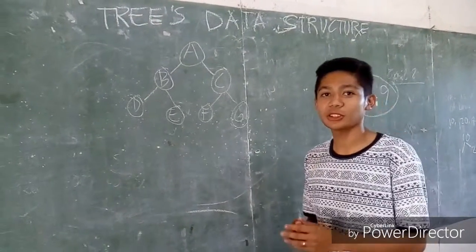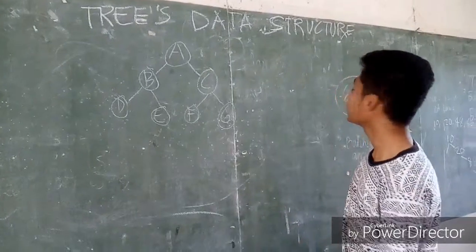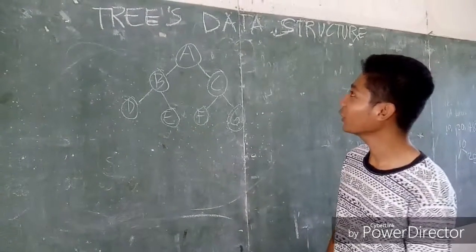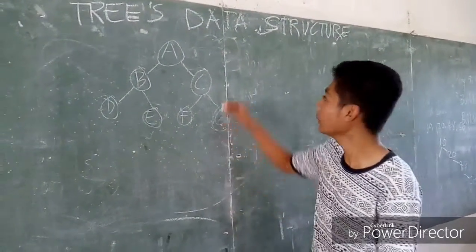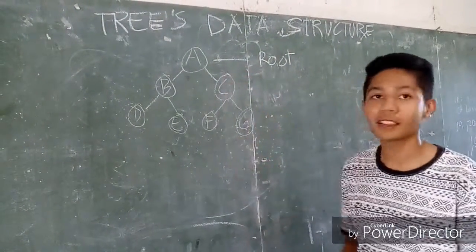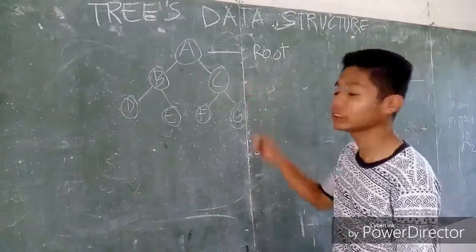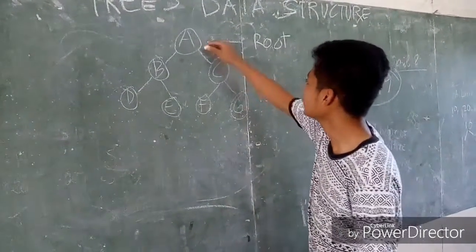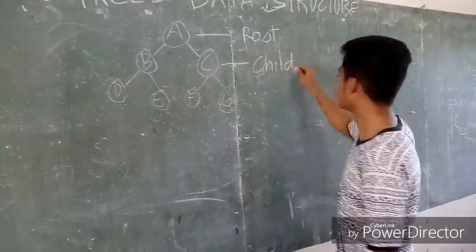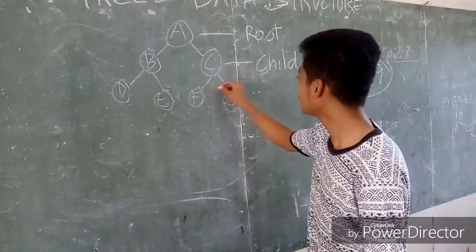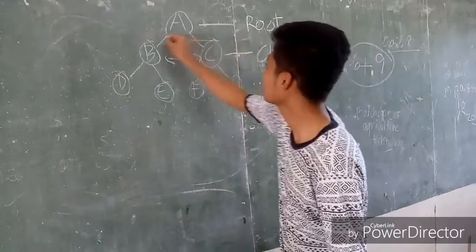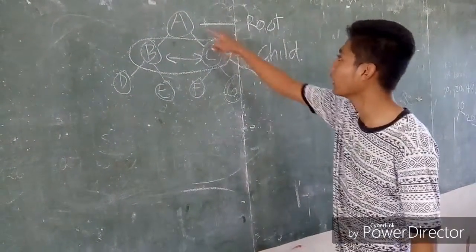I am going to teach you what is a tree data structure. So tree data structure is the storage of data in algorithm. So this is the root, the top node in the tree, and this is the child of the root. These two are siblings of the parent root.